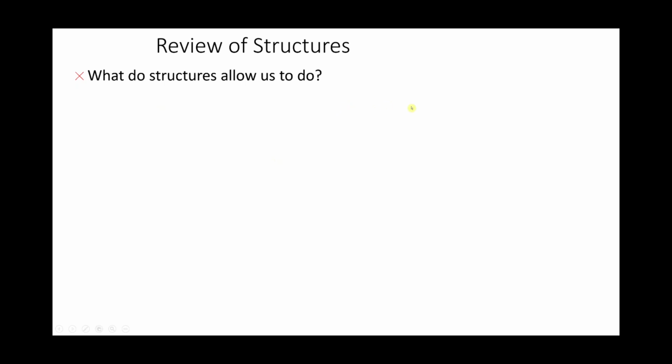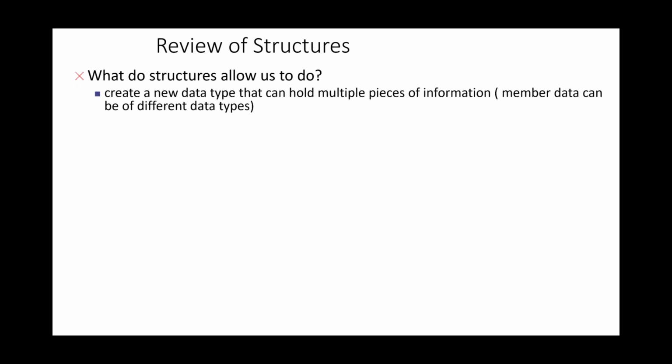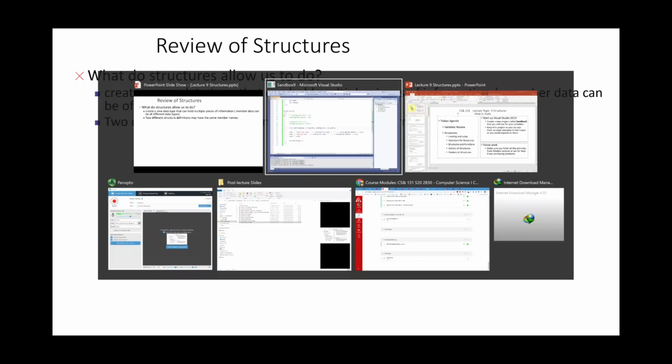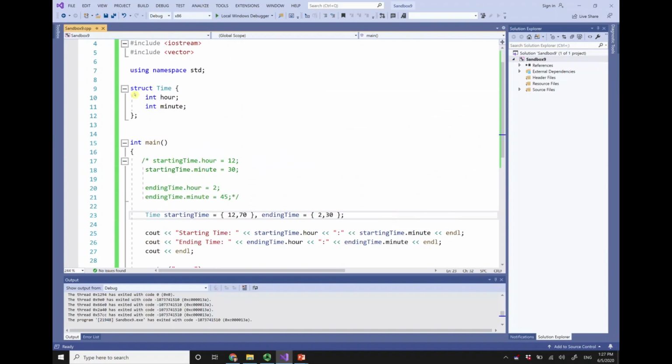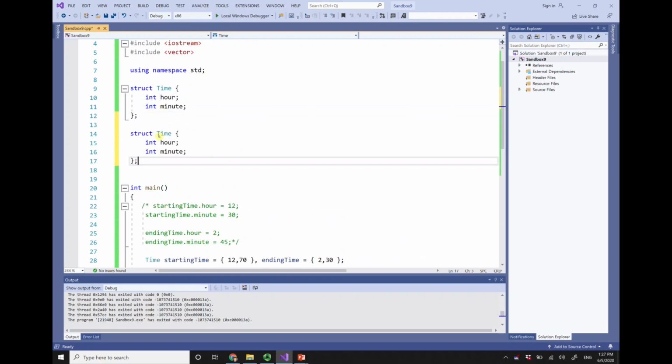So, what do structures allow us to do? They create a new data type that can hold multiple pieces of information. Members' data can be different data types. Two different structures or structure definitions may have the same member names. So I can have something like this: I will start with time and another time, I'm just going to call it another time, and it works perfectly without any problems.